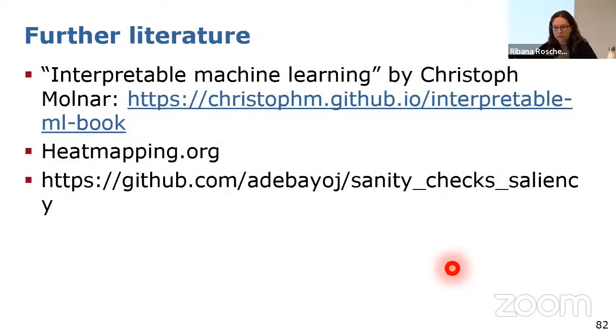And here is some further literature. This is one really nice book. It's available online for free. It's also work in progress, but it's really nice. I also used it for the preparation of the slides. Then heatmapping.org is a quite old page, but here you find a collection of tutorials. These are the people who invented layer-wise relevance propagation. I did not mention it here, but it's also cool. And this is the paper with the sanity checks for saliency maps. So I can recommend reading it.